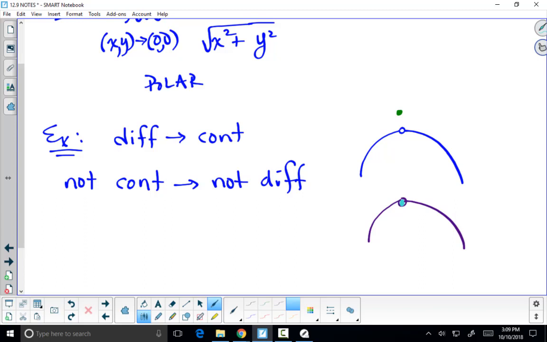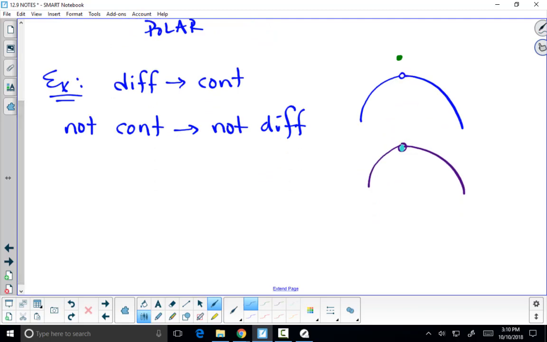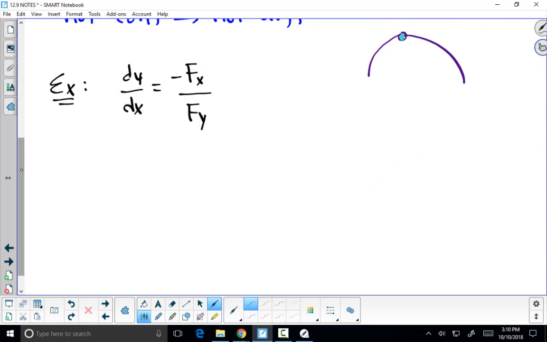The one thing in here that is important is the implicit differentiation, dy dx with implicit differentiation. That is very helpful to understand. Our formulas: you can find dy dx by doing minus f sub x over f sub y if we're in 2-dimensional space. And if we're in 3-dimensional space, you can find the partial of z with respect to x by doing minus f sub x over f sub z. These formulas are important ones.